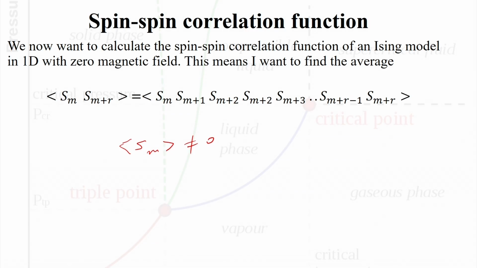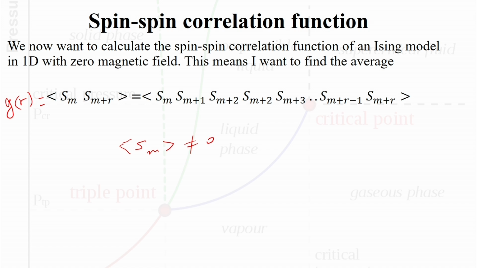But then you can ask yourself that in zero magnetic field, is there some interesting quantity that you can calculate, because after all the average magnetization is 0. So, what is the interesting quantity that you calculate? It so happens that there still is an interesting quantity even at zero magnetic field, and that is what is known as the spin-spin correlation function. It is defined as the average of the spin at site m and the spin at site r steps away from m, which is m plus r.